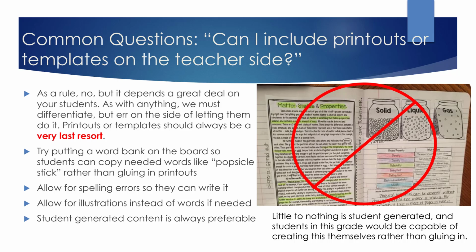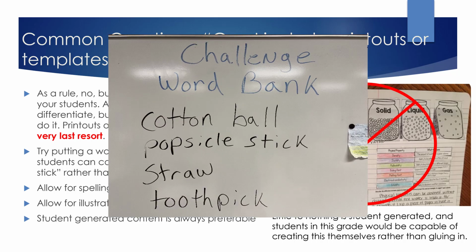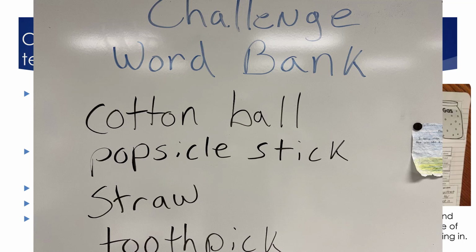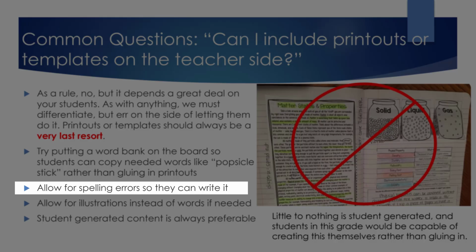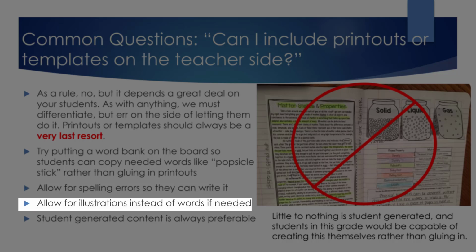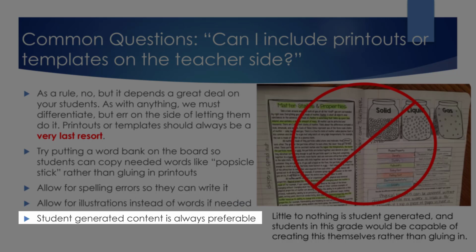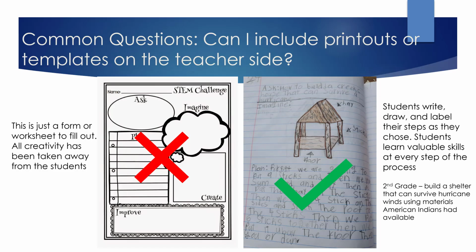Ways that you can make it easier for students to create their own content and not have to have a printout glued in is to try putting a word bank on the wall or on the board so that students can copy difficult words down. Also, allow for spelling errors. So long as you can make out what they're trying to say, it's okay if it isn't spelled perfectly. Also, for younger students, you can allow them to illustrate their concepts instead of writing them in words. As a rule, student-generated content is always preferable. Here are some examples. On the left-hand side, the student is given a graphic organizer that lays out exactly where and how big each section should be. There's very little room for creativity, and this is very limiting.